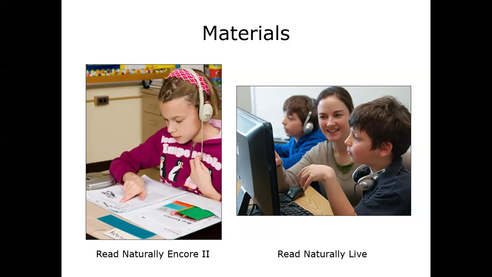You do not get the folder with the material. So if you were to purchase these materials, what you get is a Blackline Master book with all the stories. You get Blackline Masters of the graphs for recording their fluency scores and their comprehension scores. And you also get a copy of a glossary for each level. Folders, we do sell them, but you can purchase them anywhere.